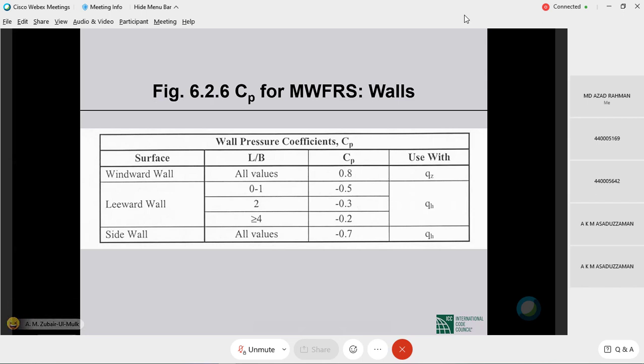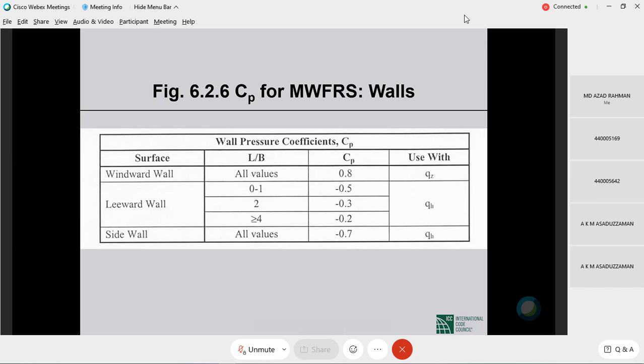Anyway, for the windward wall, C sub P is plus 0.8. I told you a long time ago. We do not consider point by point variation of wind pressure. And the 0.8 is applied with Q sub Z, wind pressure varying with height. For the leeward wall, depending upon the ratio of L over B, L is plan dimension parallel to the wind, B is plan dimension perpendicular to the wind.